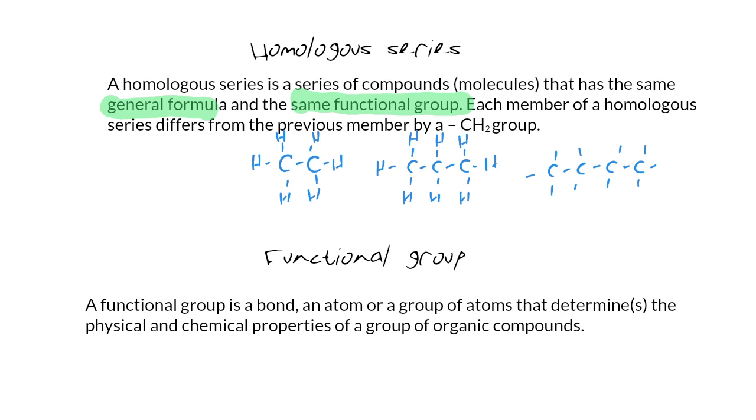A functional group is a bond, an atom, or a group of atoms that determine the physical and chemical structure of a group of organic compounds. So it's important that you know what the functional group of each of my homologous series is. We are going to look at 9 different families of organic molecules, and we'll do that in the next slide.